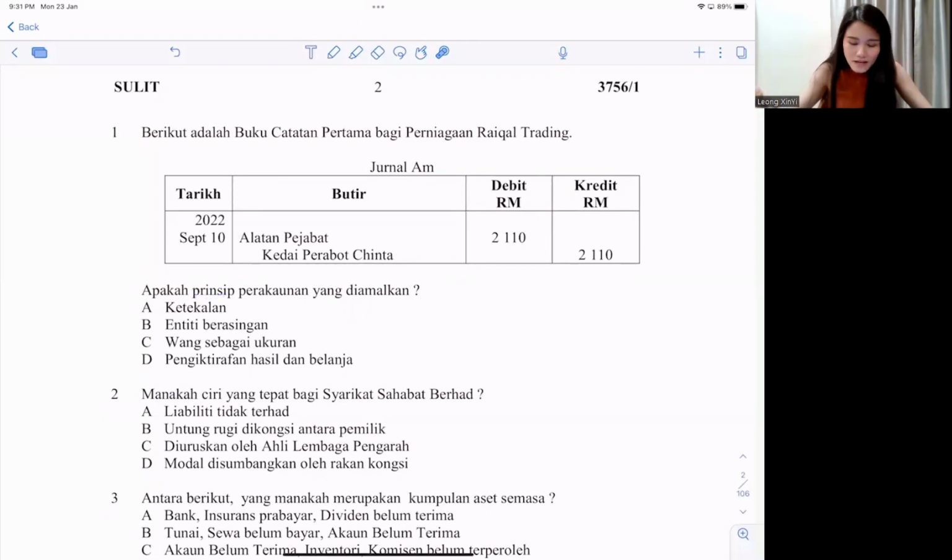So you cannot really tell, but the answer is actually wang sebagai ukuran because they are recording things in the matter of RM. Okay, so of course, you cannot say ketekalan because ketekalan is with method, meaning they will say kaedah yang sama. So for example, susut nilai calculation, peruntukan hutang ragu calculation. Okay, so those are like formulas for you to go by. So that will be ketekalan. While entity berasingan, on the other hand, is about your pemilik and his personal stuff have to be recorded separately from the business.